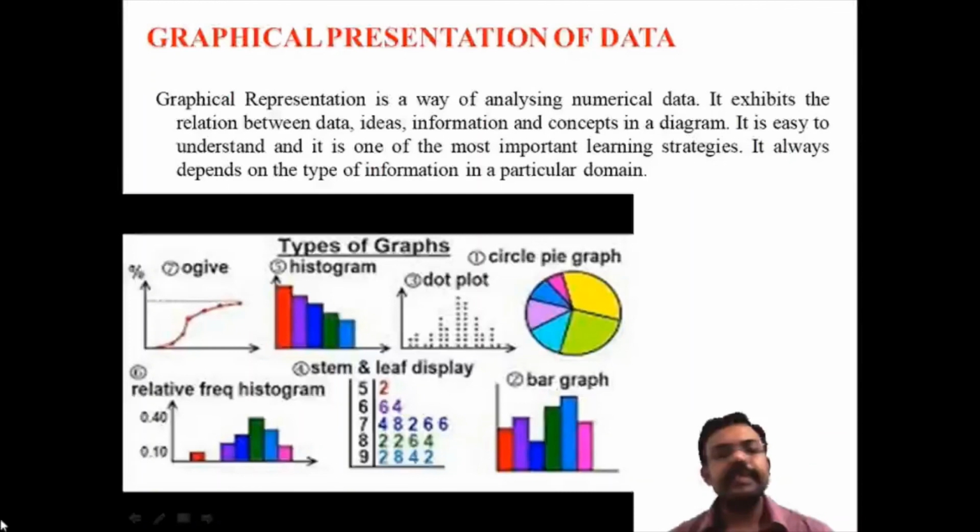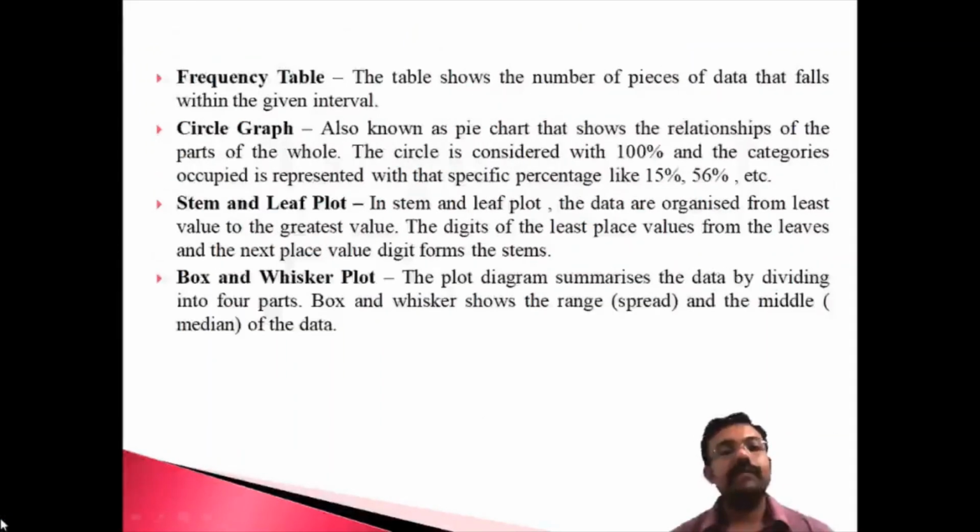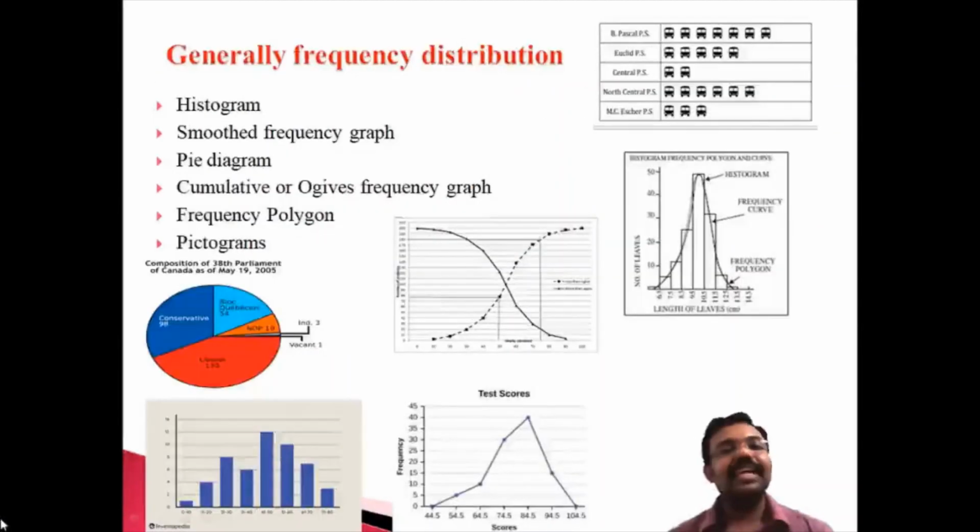And this is graphic representation, a very important element. Graphic representation is presenting the data in a graphical format. And these are different types of graphs: line graph, bar graph, histogram, line plot, frequency circle graph, stem and leaf plot, and box and whisker plot. These are the important categories of graphs. And for frequency distribution generally there is the histogram, pie diagrams, ogives, pictograms, frequency polygon, and frequency curve. These are generally used for frequency distribution.